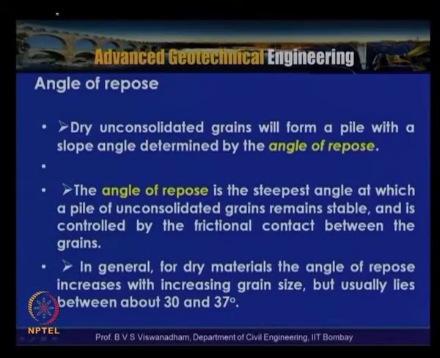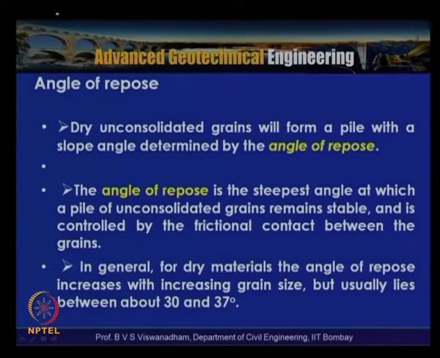So, we have a particular angle which is called the angle of repose. Dry unconsolidated grains will form a pile with a slope angle determined by the angle of repose. Suppose you take dry sand, and a heap is formed when the sand is completely dry. The angle subtended with the horizontal is called the angle of repose. That is the maximum angle the sand can make.